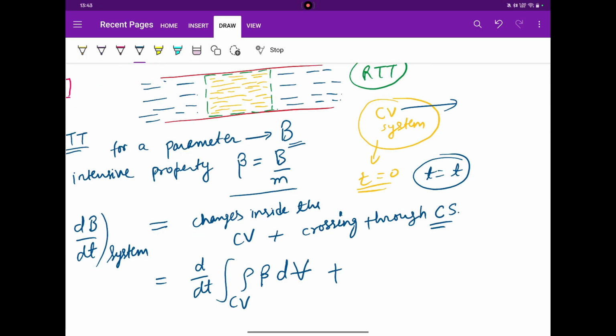Now imagine which property I'm talking about, crossing of fluid, right? So at some time t equal to t, what would have happened? Some of this blue color fluid would have entered here.